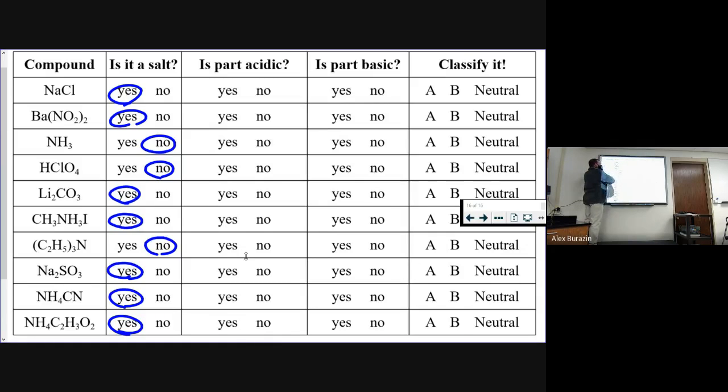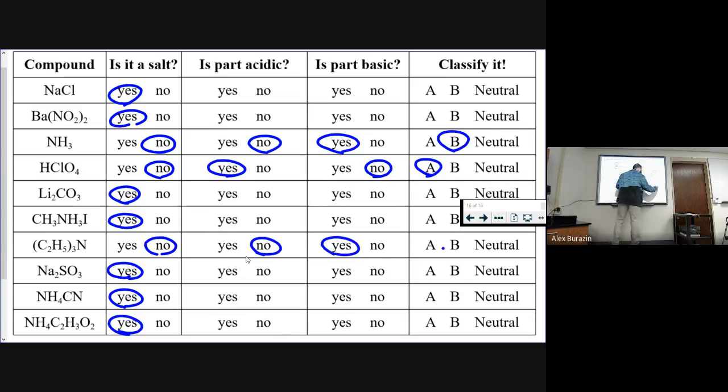Is part of this molecule acidic? No, it's a base. Is part of it basic? Yeah, it's a base. So what is it? It's a base. Okay, cool. Is part of this molecule acidic? Yes, it's an acid. Is part of it basic? No, it's an acid. Is part of this molecule acidic? No, it's a base. This is a nitrogenous base, this C2H5NH2. That's a sneaky nitrogenous base. So no, it's not acidic. Yes, it is basic, and yes, it's a base.